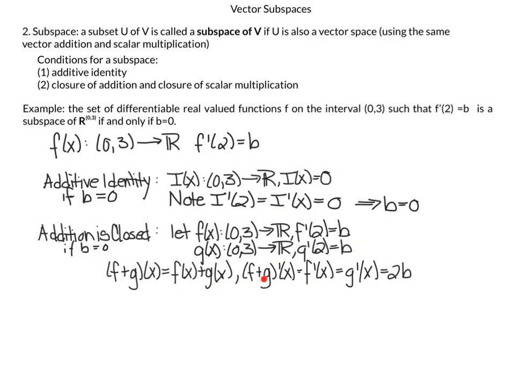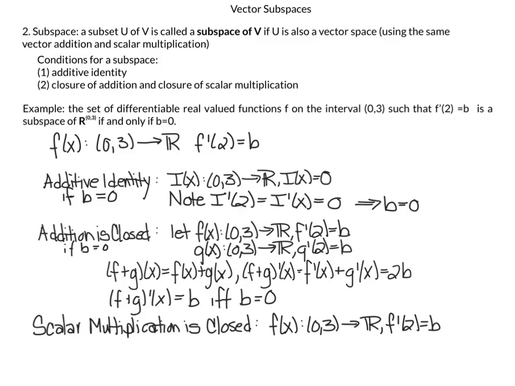f plus g prime of x will be equal to f prime of x plus g prime of x. So f prime of x is equal to b, and g prime of x is equal to b. Therefore, f prime of x plus g prime of x will be equal to 2b. For f plus g prime of x to be equal to b, and that's what we need in order for addition to be closed, if we also have that it's equal to 2b, so these two statements are only true if b is equal to 0. So we have noted that addition is closed only if b is equal to 0.